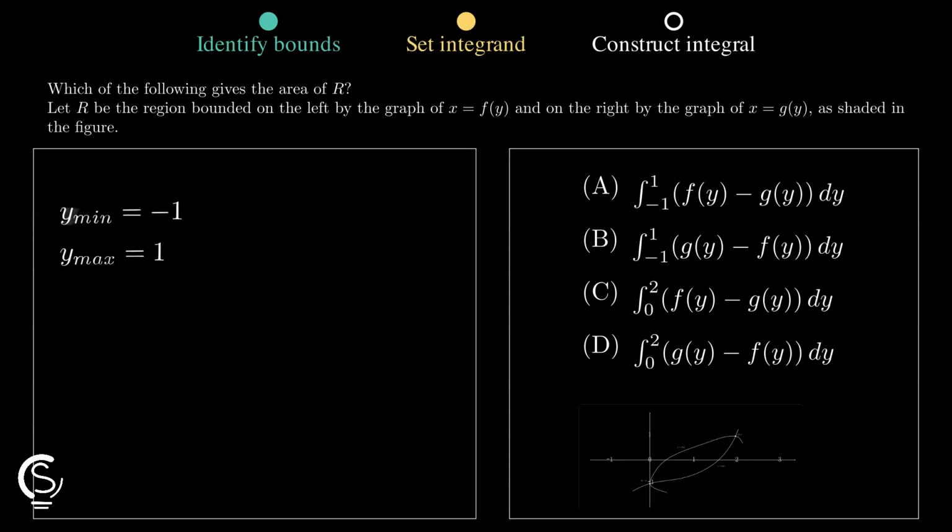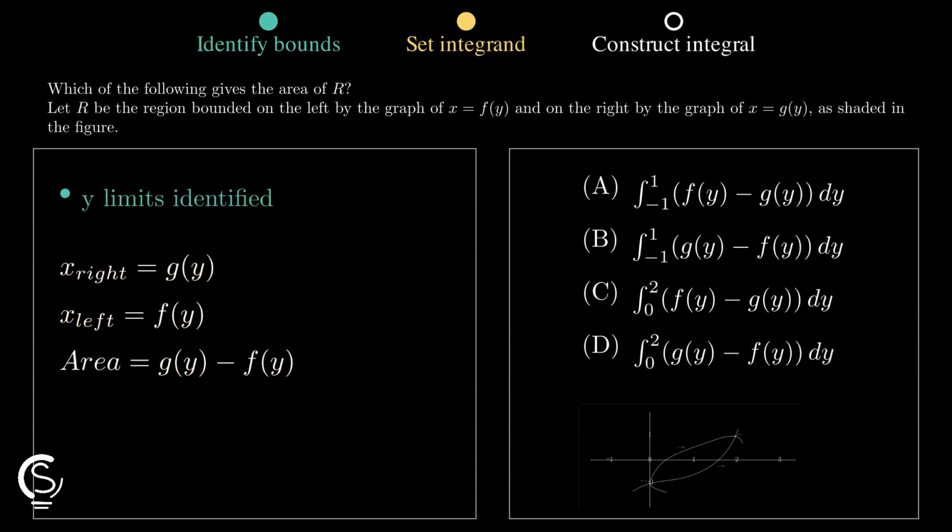For area between curves in terms of y, we subtract the left boundary from the right boundary. Here, g of y is on the right and f of y is on the left.